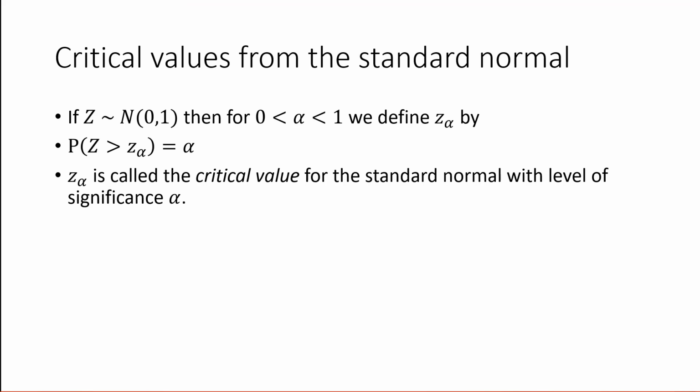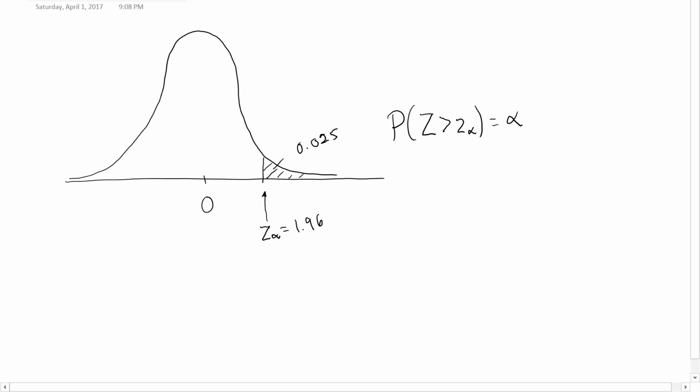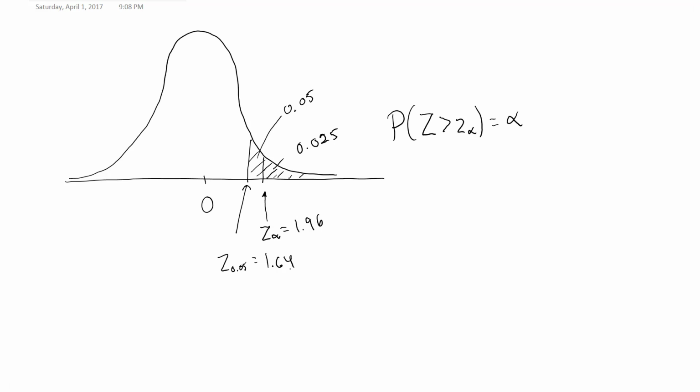If you want to memorize one more, then perhaps this one is also pretty good. If we do 5%, then this z 0.05 is 1.64. So a 90% probability of getting a random number between plus minus 1.64.